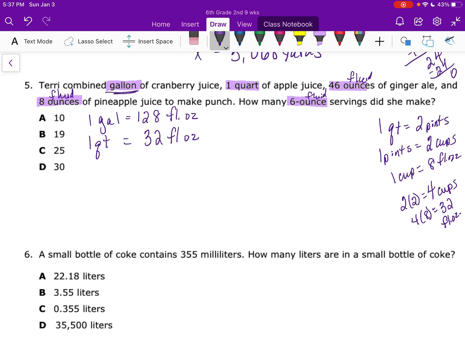And then the ginger ale is 46 fluid ounces, and then 8 fluid ounces of pineapple juice. Okay, so we're going to have to add all that together to figure out how many total fluid ounces we have. Then we can figure out how many 6-ounce servings you can make. Okay, so 8, 16, 17, 18, 19, 20, 21, 22, 23, 24. Carry my 2. 7 and 4 is 11. So 214 fluid ounces.